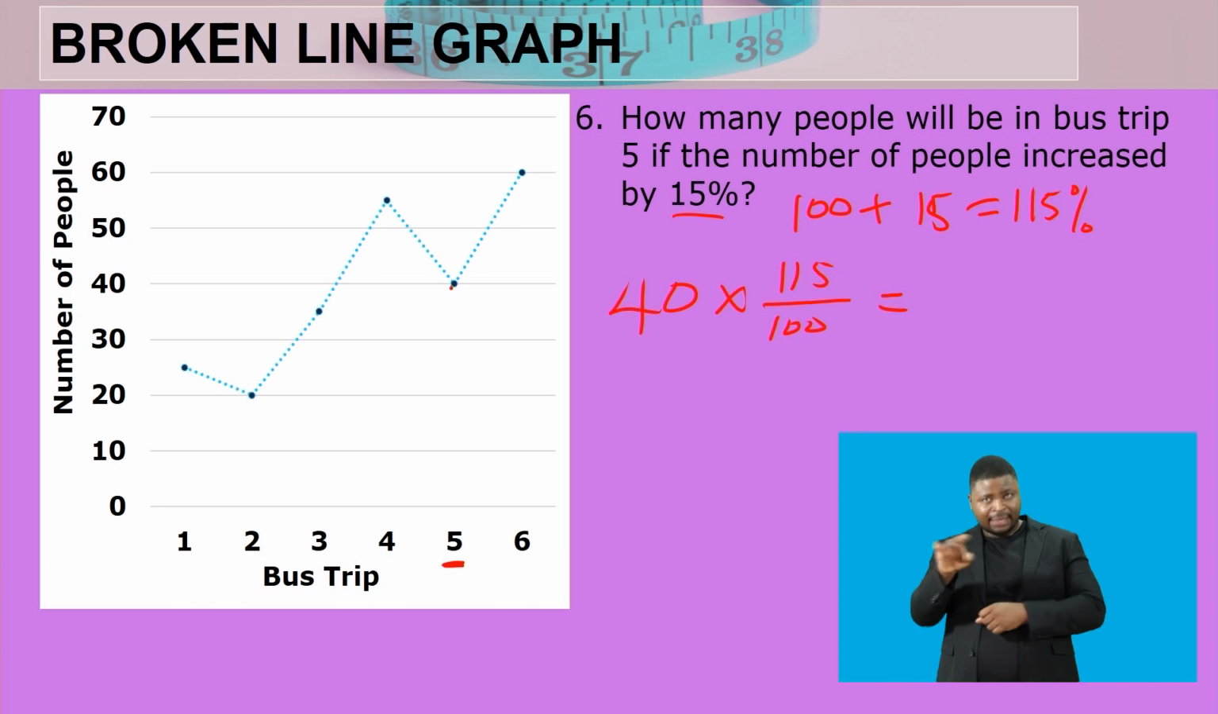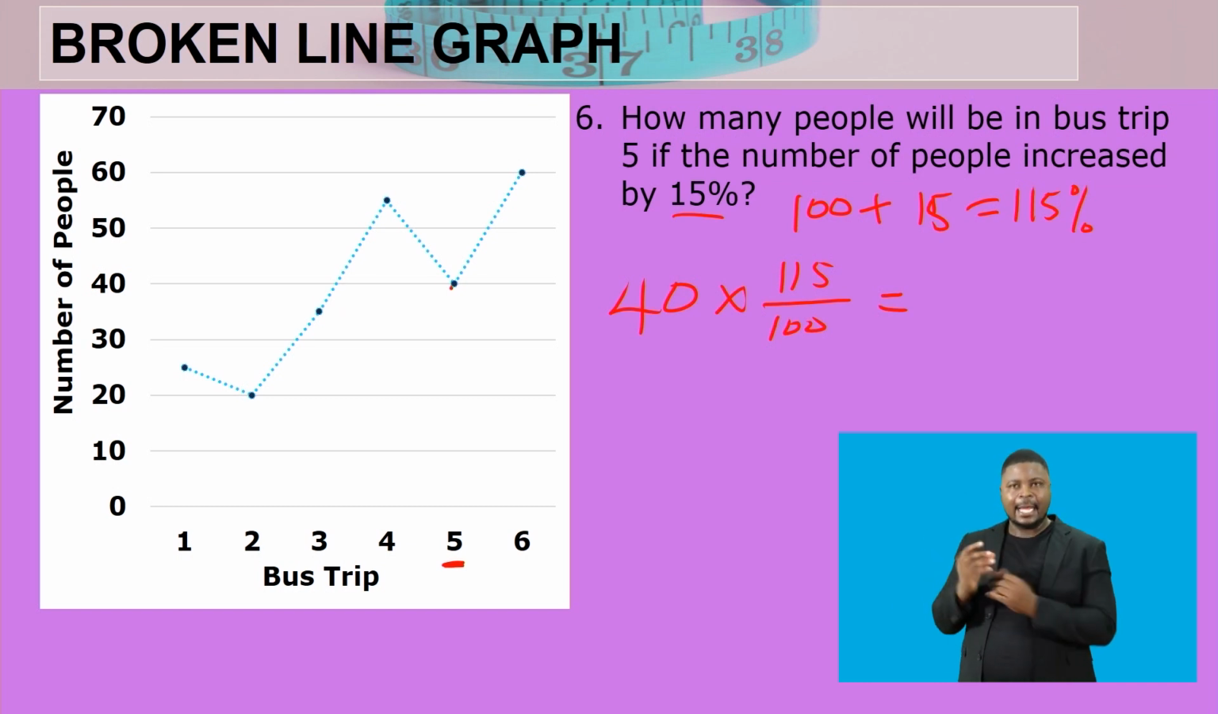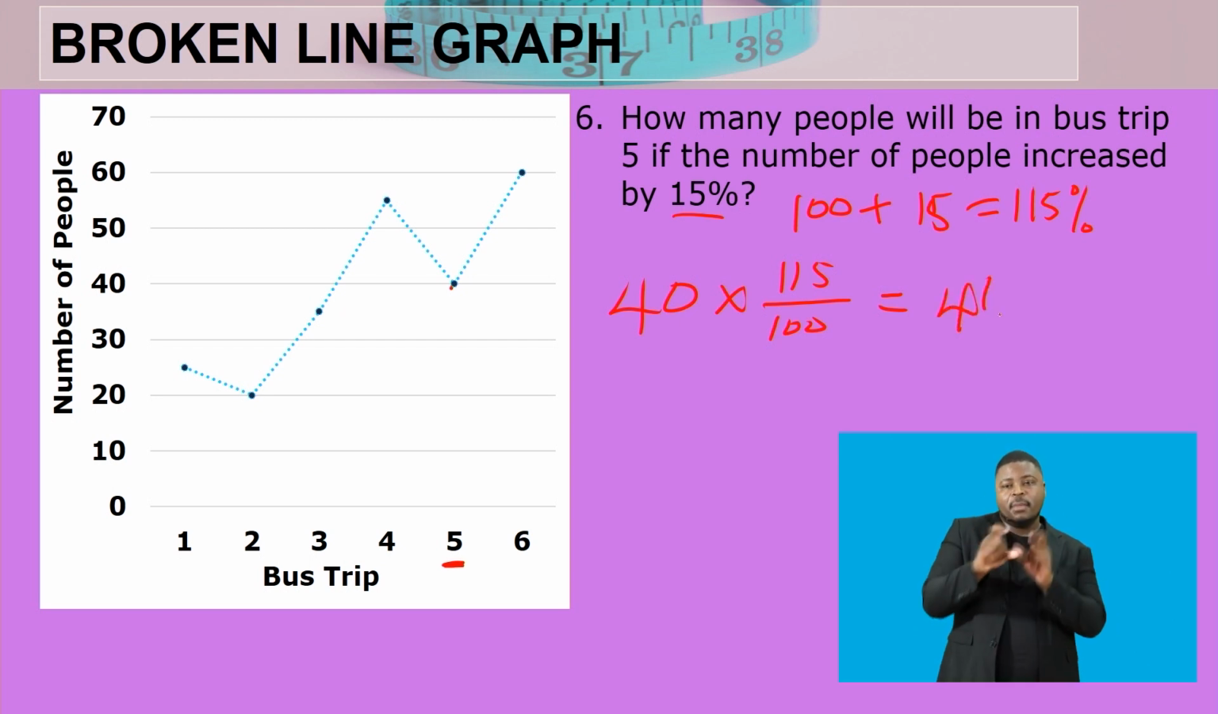Then how many people will we get in bus trip number 5? We'll say 40 multiplied by 115 over 100, which gives us 46. So we'll have 46 people now in bus trip number 5 instead of 40 if ever it has to increase by 15%.